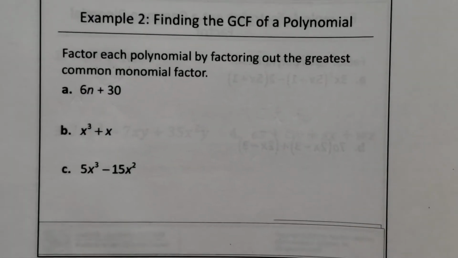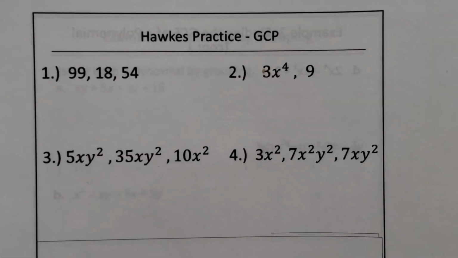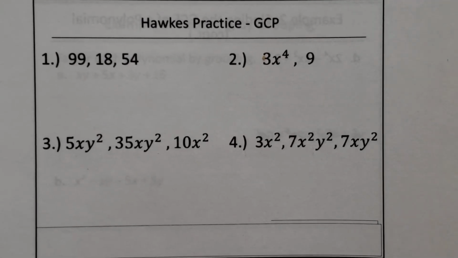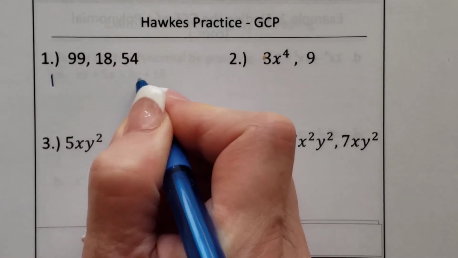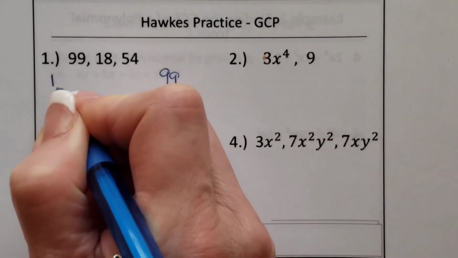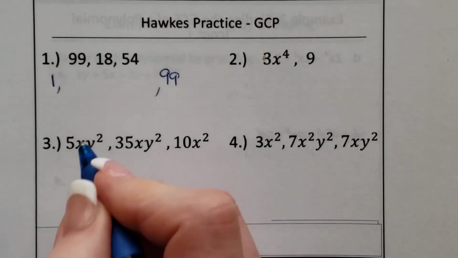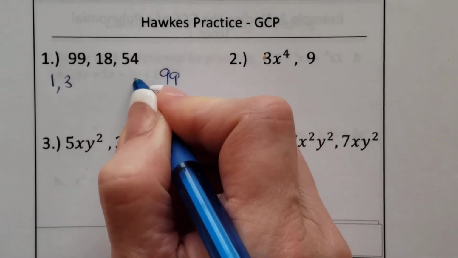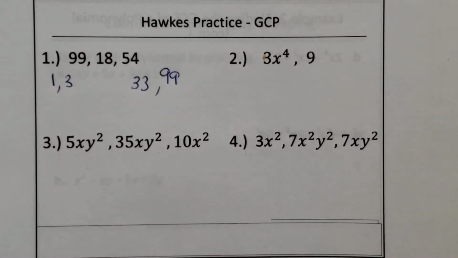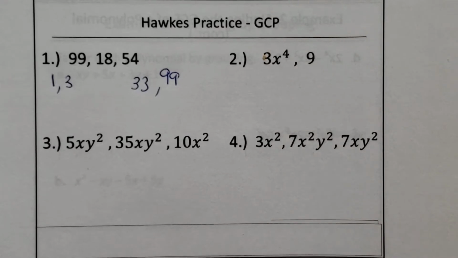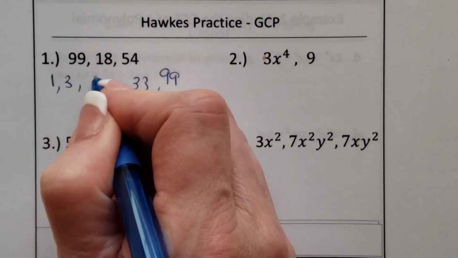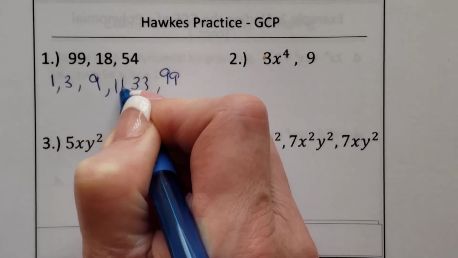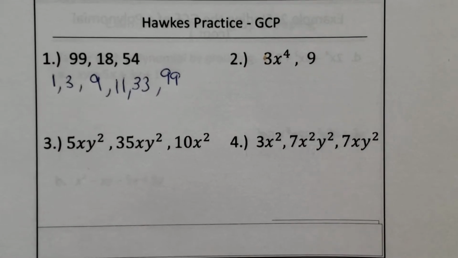All right, so here we have some more. So let's start with 99. These are from my Hawks practice. So 99 is 1 and 99. 2 is not a factor because it's not even. What about 3? 3 would be 3 times 33. 4, nope. 5, nope. 6, nope. 7, nope. 8. 9, yes. 9 times 11. And if you're not sure, just use your calculator.